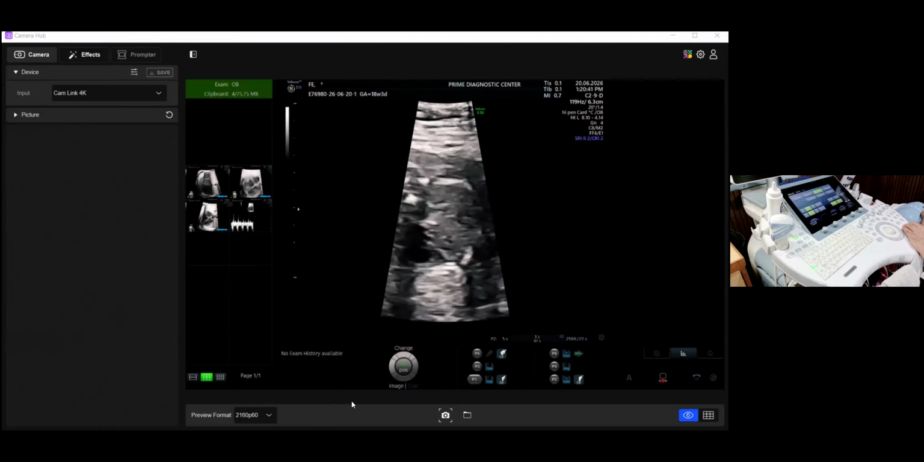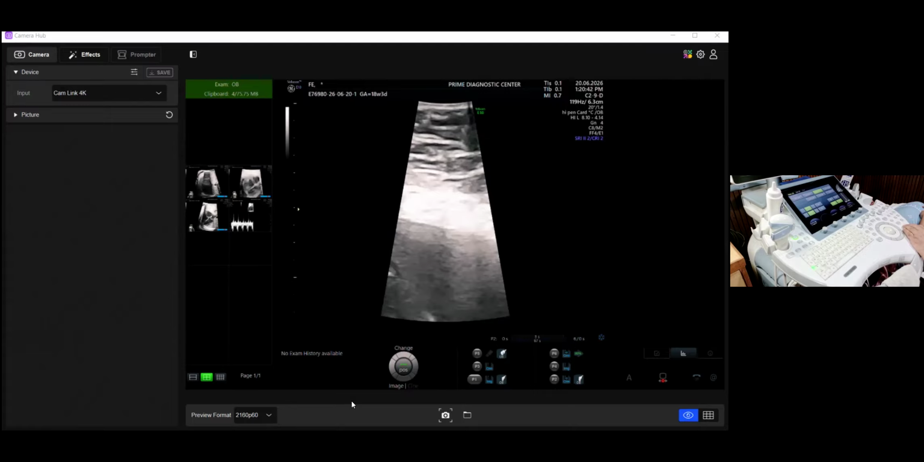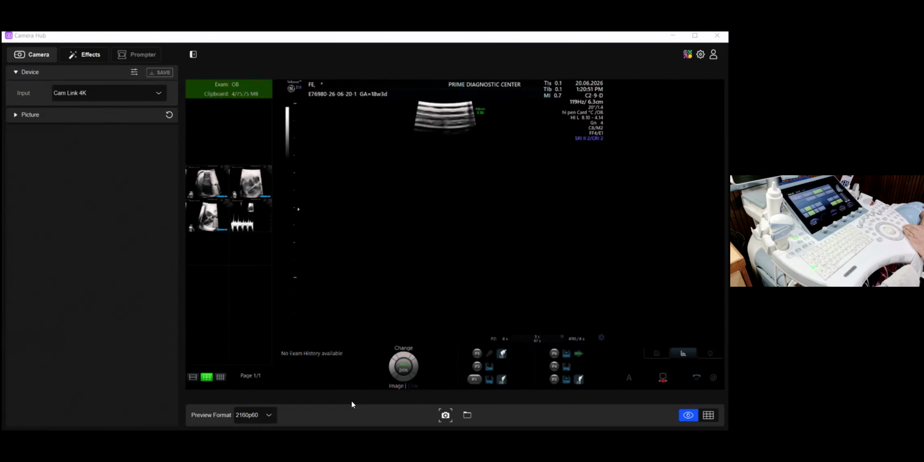You have next patient, Betty? No, the fetus has moved. That time it must be there.